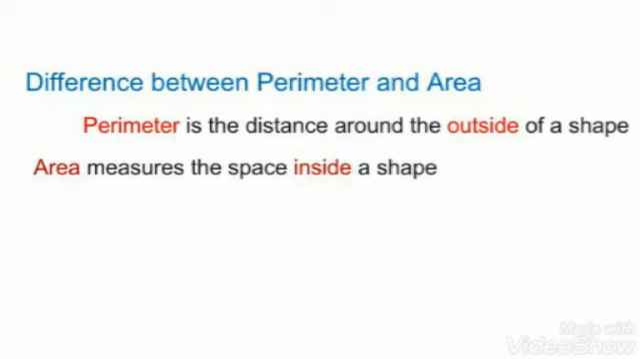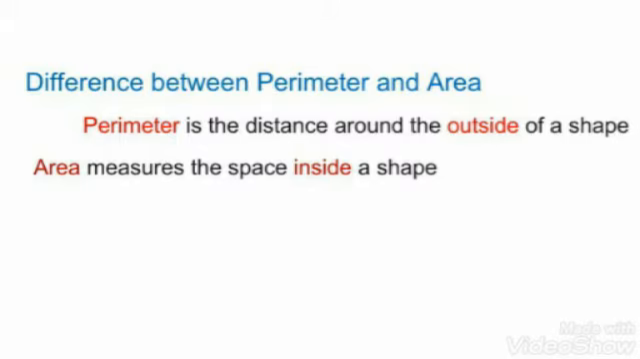Next, what is the difference between perimeter and area? Perimeter is the distance around the outside of a shape. Area measures the space inside a shape. Okay, clearly understand this? Perimeter is just adding the outer distance, that is the boundary. Area is inside that shape.